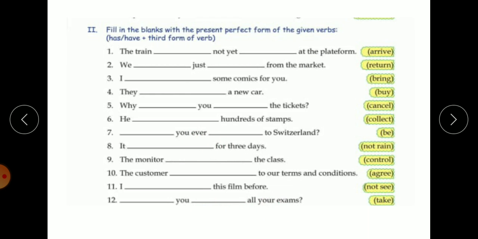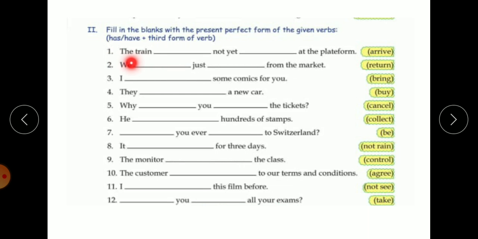But along with this, you also have to put the helping verb. And helping verb, you know, in present perfect tense is either has or have. So you have to see the subject. If the subject is singular, put has. If it is plural, put have. Clear? So the train.